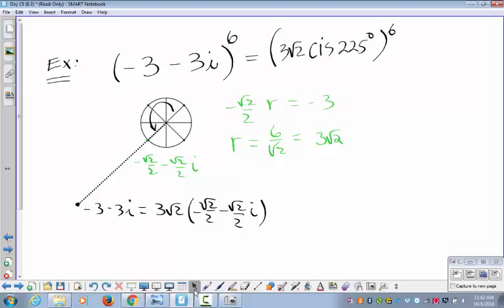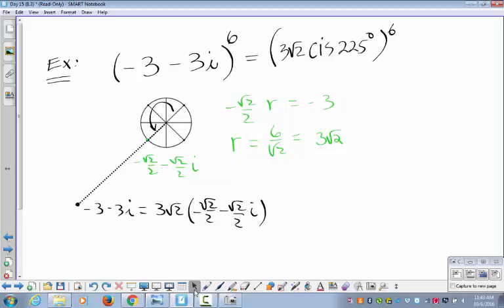All right, so 3 root 2 to the 6th power. That means 3 to the 6th power, and then root 2 to the 6th power. Root 2 to the 6th power, that's 2 to the half, 2 to the half to the 6 is 2 to the 3rd. So it's 3 to the 6 times 2 to the 3rd. So it's 3 to the 6 times 2 times 8, whatever that is.